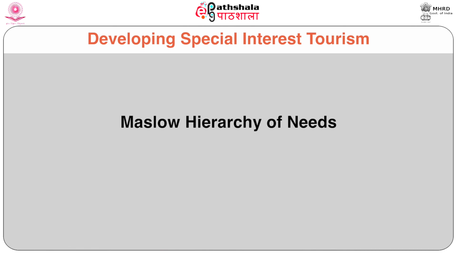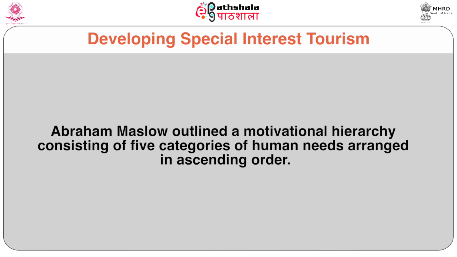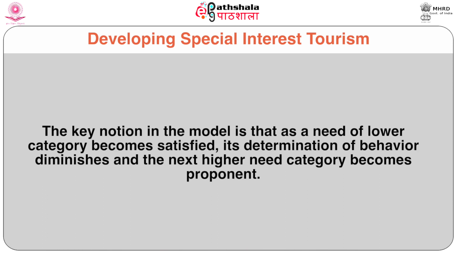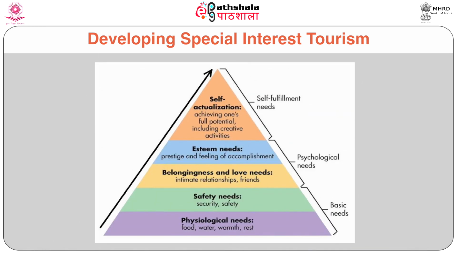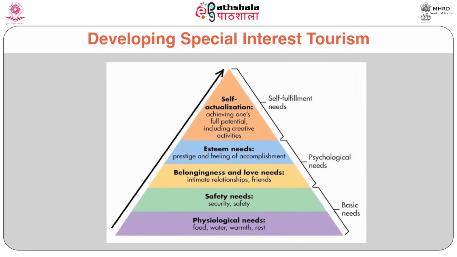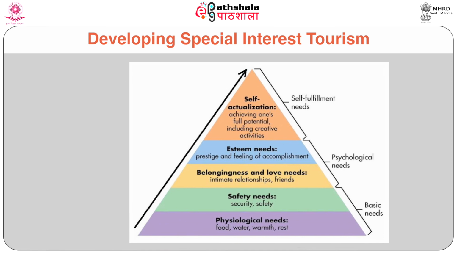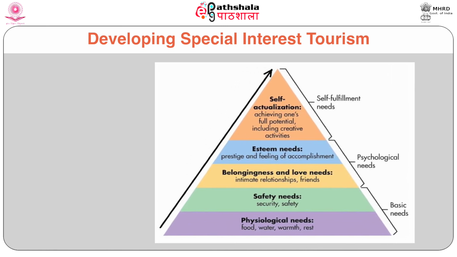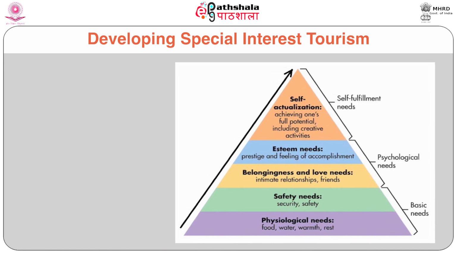Maslow hierarchy of needs. Abraham Maslow outlined a motivational hierarchy consisting of 5 categories of human needs arranged in ascending order. The key notion in the model is that as a need of a lower category becomes satisfied, its determination of behavior diminishes and the next higher need category becomes dominant. Maslow's hierarchy of needs assumes that all human beings have the same needs and wants to be satisfied. Therefore, it is important to apply motivation theory in relation to different tourist types.